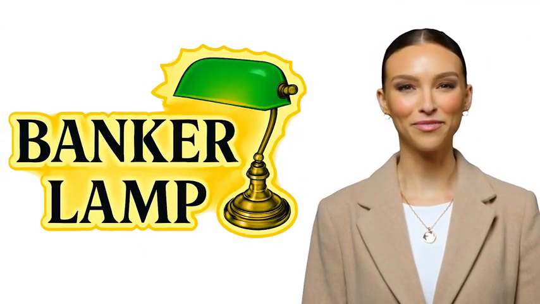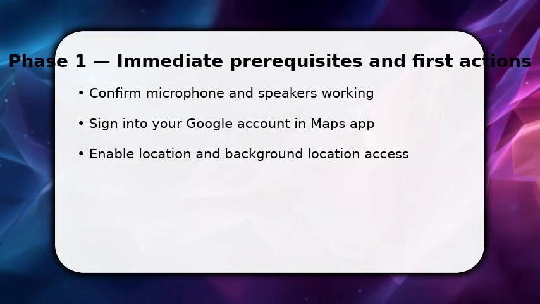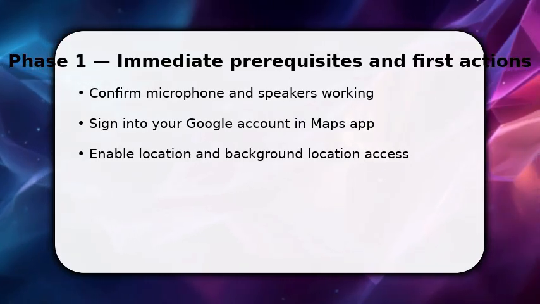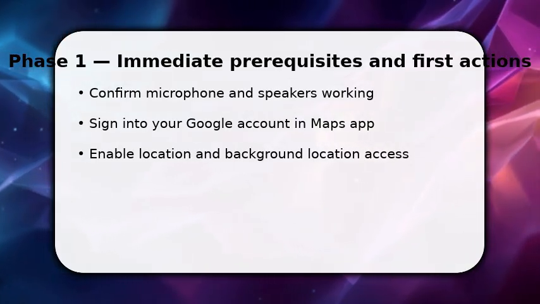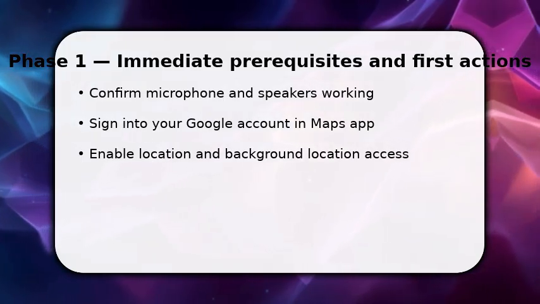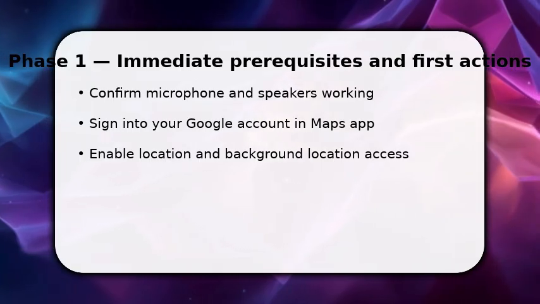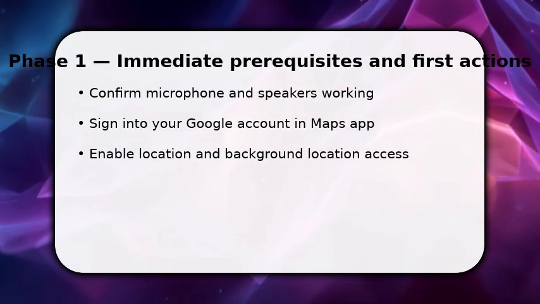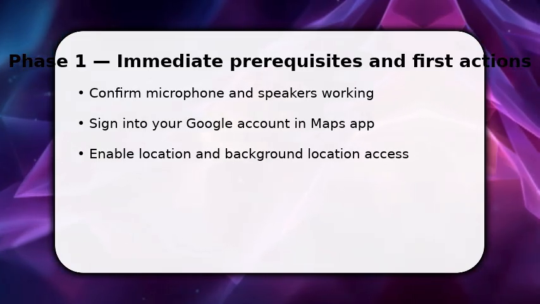Please enjoy the video. You'll start by confirming essentials. Check your mic and speakers so voice prompts are heard clearly. Open Google Maps and sign into your Google account. This preserves preferences and voice settings. Once done, grant location and background location access so navigation can run while the phone locks.